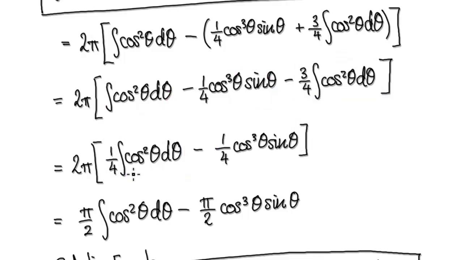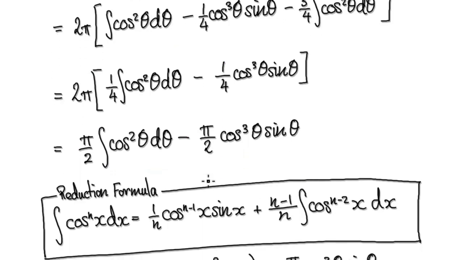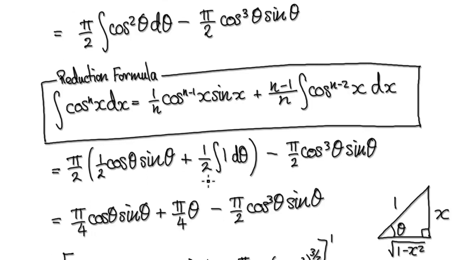And then let me think. Let's multiply this. So this times this will then give you this. This times this will then give you this. Okay. And then apply the reduction formula again on this.